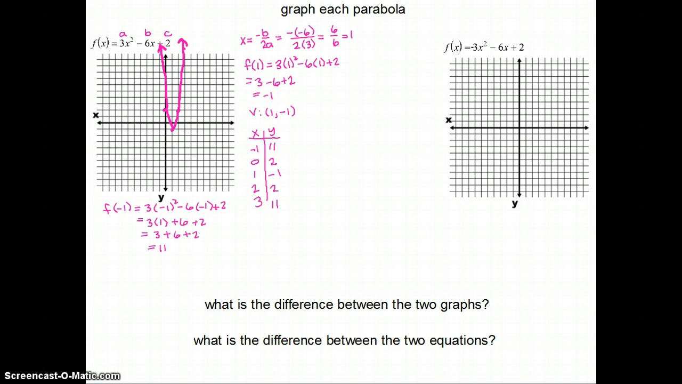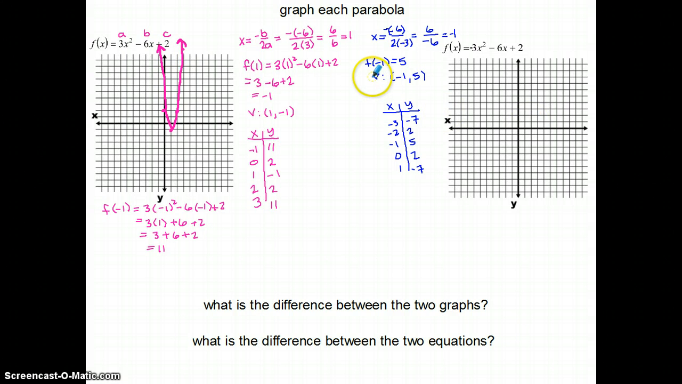Go ahead and pause the video again and try the next one completely on your own. You should have a vertex of negative 1, 5. After that, your chart should be completed with negative 3, negative 7. I'll go ahead and plot that point. Negative 3, down 7: 1, 2, 3, 4, 5, 6, 7. The second point, negative 2, positive 2. Third point, negative 1, positive 5. Next, 0, 2. And last, 1, negative 7. Connecting the dots in a smooth curve, we have our parabola.